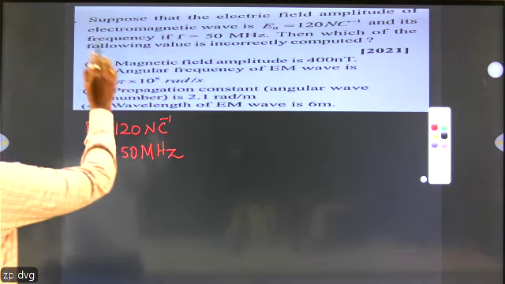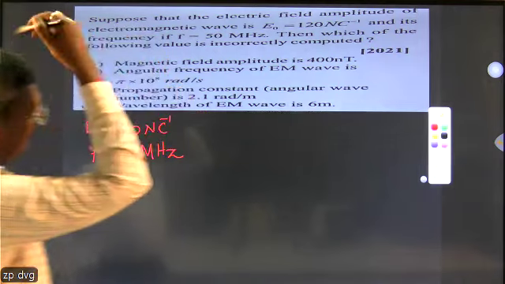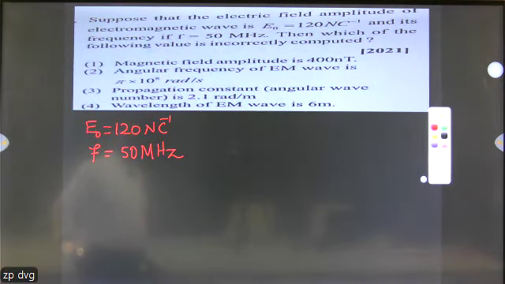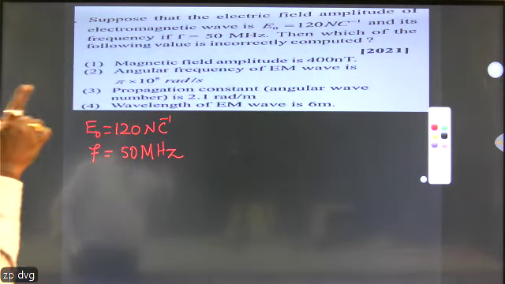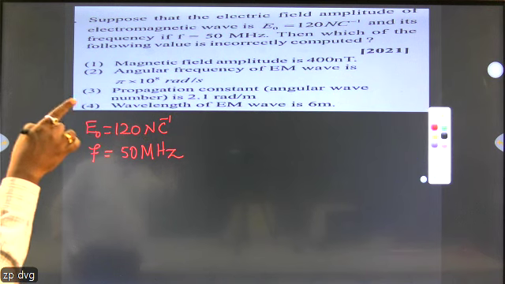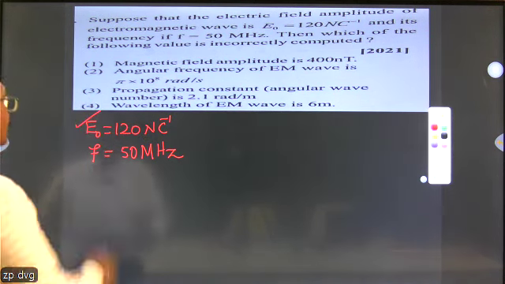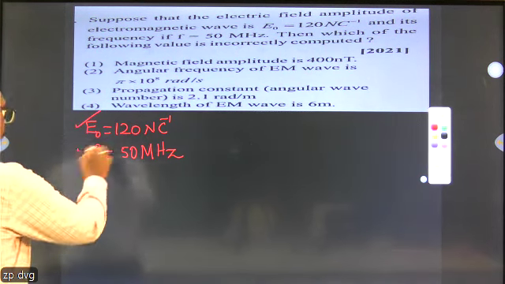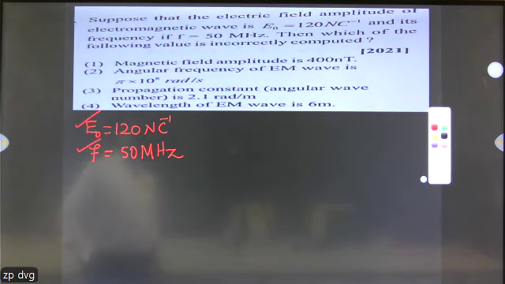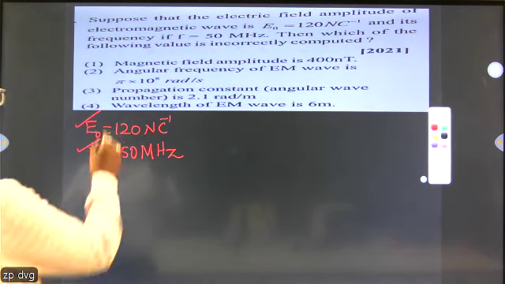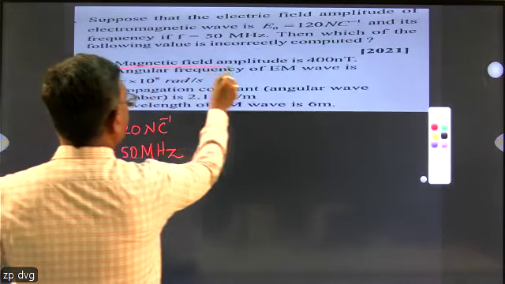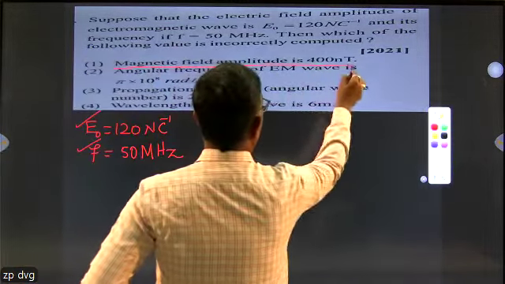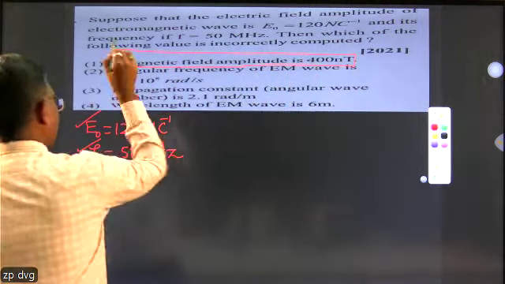In this he has calculated 4 physical quantities, and he asks which one is wrongly calculated. Suppose that the electric field amplitude of the electromagnetic wave is given, and the frequency is given. Which of these is wrongly calculated? First he has calculated the magnetic field. The magnetic field amplitude is 400 nano Tesla.